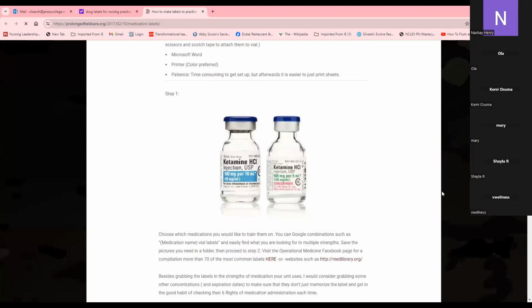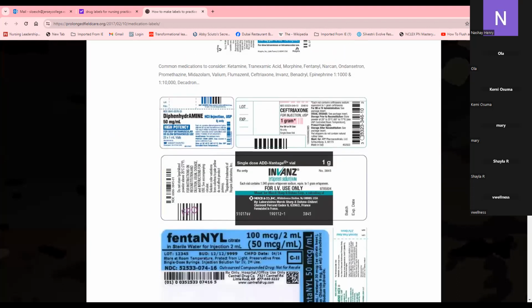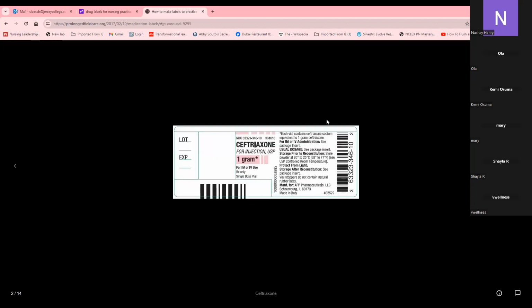Oh, so this is an injection. All right, so look at this one. What is the name on here? So for the trade name, is there a trade name on here? No, there's only a generic name. Who knows what the trade name for this is? I don't know. I can't pronounce this, so I'm not even gonna try.